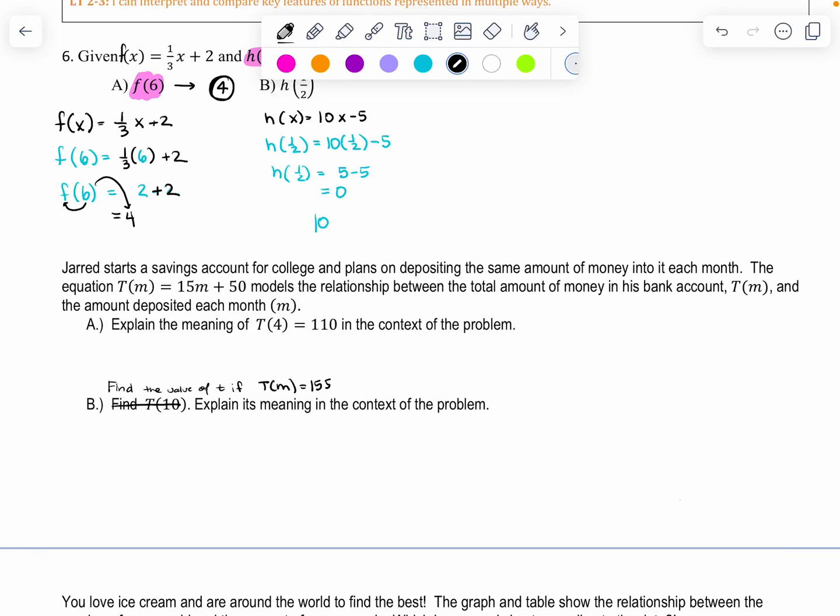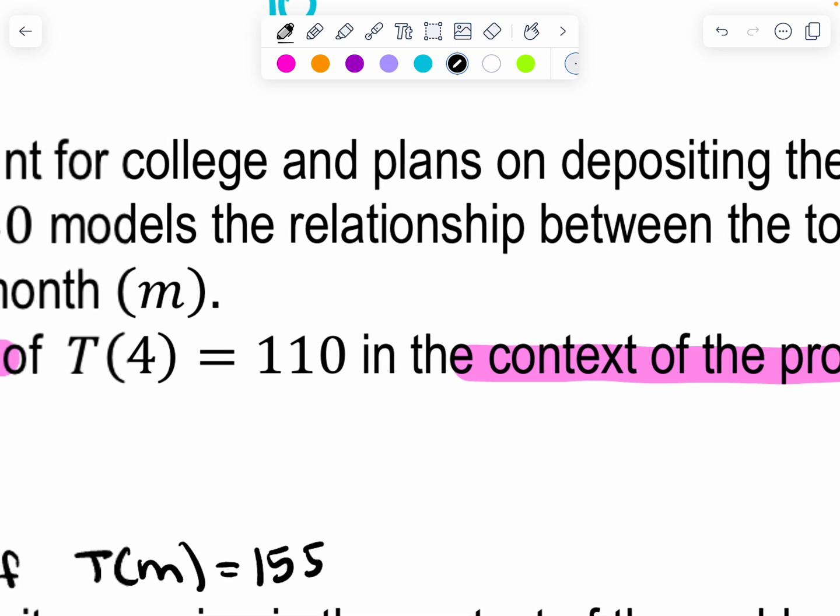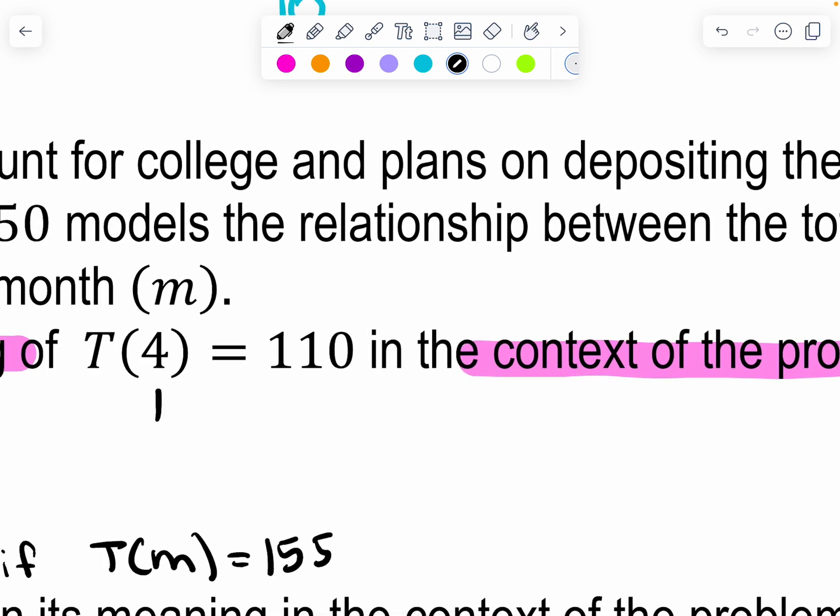Okay, so this is just going to be a quick little video about how to explain the meaning of things in context. So when I say explain the meaning of something in context of the problem, I need words, right? Words make a story, and not just any words. The words I'm not looking for are like input, output, because you can say that about this statement. If you put 4 into machine T, you get 110 out.